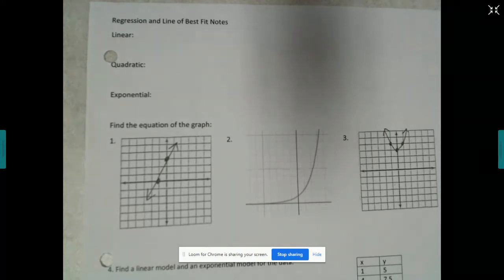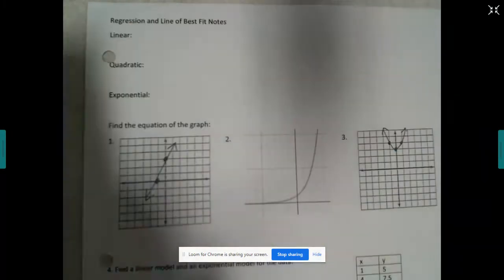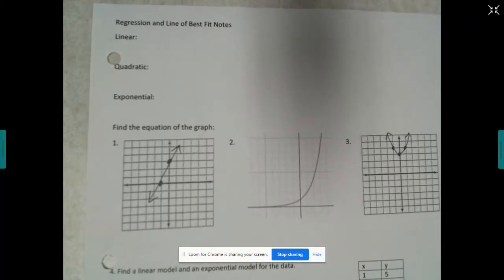If you don't have the Desmos app or you don't have Desmos on your computer, you will definitely want to download that or pull that site up. And again, that's just the regular old Desmos calculator. So what we're going to be doing is looking at some graphs, and we're going to look at word problems.